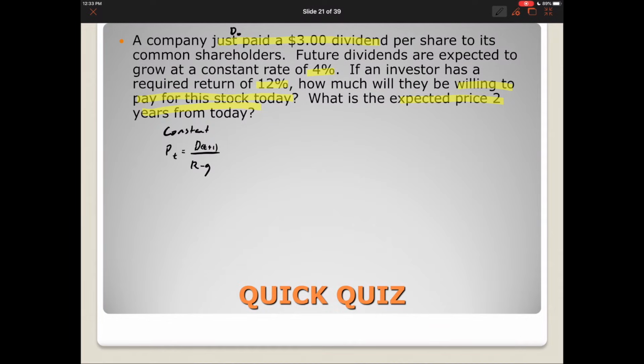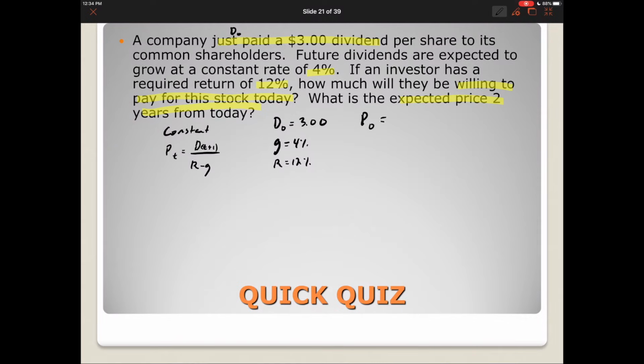Let's write down what they provided. The company just paid a $3 dividend. That is D sub 0. That is a cash flow that has already occurred, so it's not going to go into our valuation. It's simply going to be used to identify what the upcoming cash flows are. The constant growth rate is 4%, and our required rate of return is 12%. So the first one that they want us to do is, what is the stock price today?